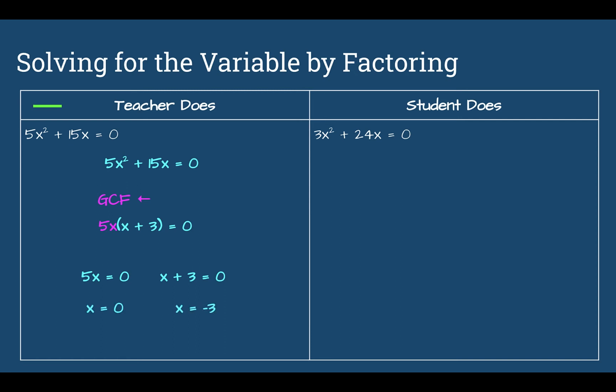Which means in the first equation, if we divide by 5, x is 0. 0 divided by anything is 0. And for x plus 3 equals 0, we would subtract 3 from both sides. x must be -3. So our zeros, or our solutions for this equation, are 0 and -3. Now it's your turn again. Pause the video and factor this quadratic to find the zeros.